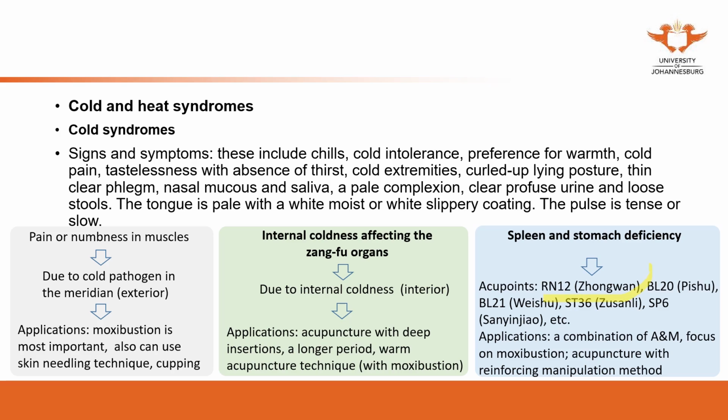Ren 12 is the Fu meeting point. Pi Shu, Bladder 20, is the spleen back-transporting point. Bladder 21, Wei Shu, is the stomach back-transporting point. Stomach 36 can be used to tonify the spleen and stomach. Spleen 6 is on the spleen meridian.